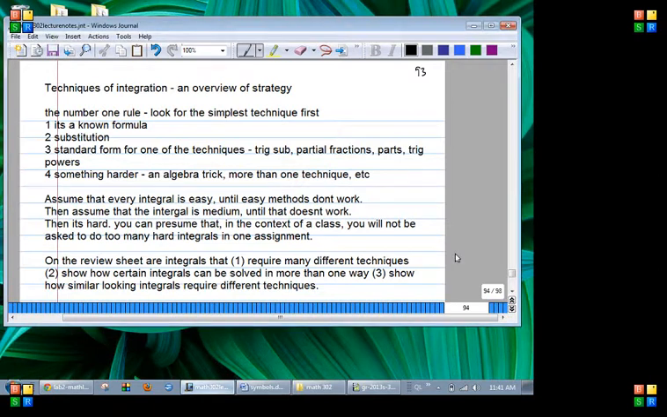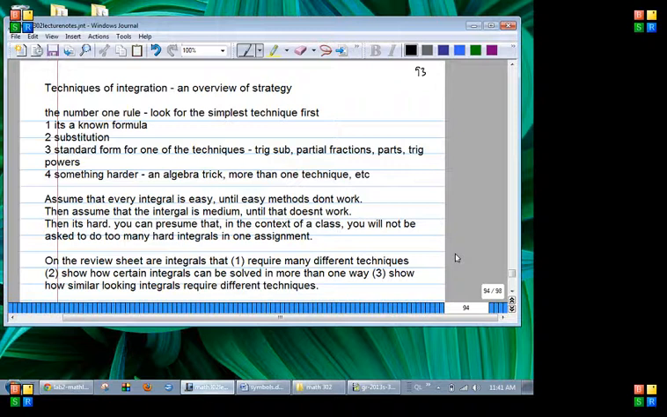Okay, so the big overview of techniques of integration. The number one rule of techniques of integration is look for the simplest technique first. Save yourself some time and mental effort and do this. So what's the easiest possible integration technique?